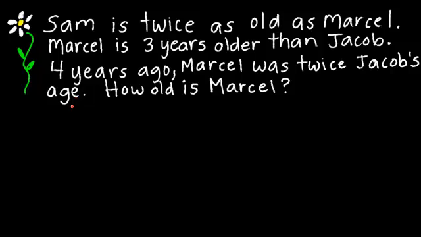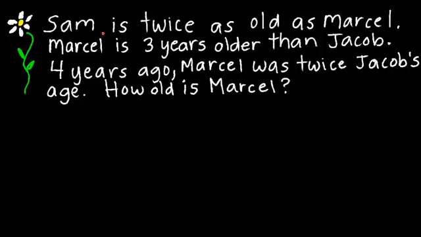We start with: Sam is twice as old as Marcel. Marcel is 3 years older than Jacob, and 4 years ago Marcel was twice Jacob's age. How old is Marcel? Doing these problems, I find that the most important thing is to identify the comparative ages and who's the oldest and who's the youngest. So let's do that first, and I'd like to identify the youngest person first.